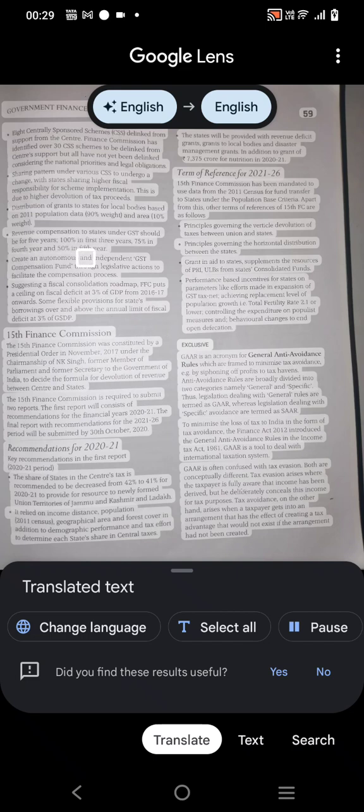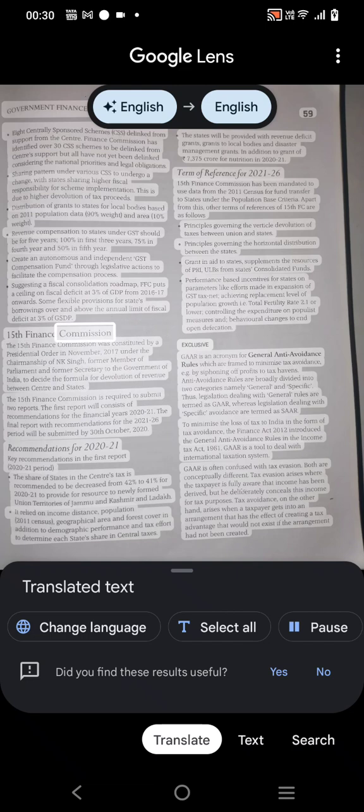Create an autonomous and independent GST compensation fund through legislative actions to facilitate the compensation process. Suggesting a fiscal consolidation roadmap, FFC puts a ceiling on fiscal deficit at 3% of GDP from 2016-17 onwards. Some flexible provisions for states' borrowings over and above the annual limit of fiscal deficit at 3% of GSDP.